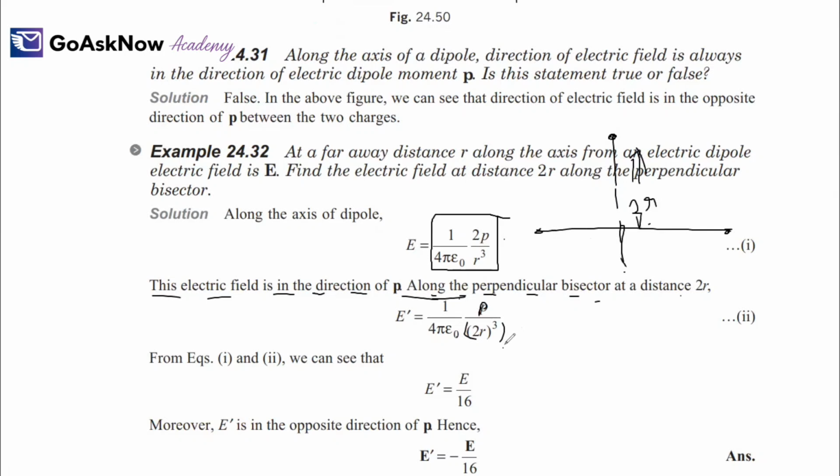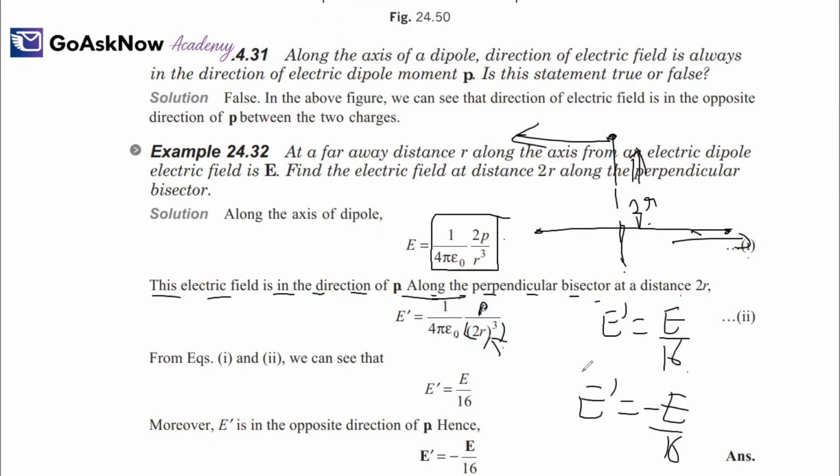So from equations 1 and 2, we can see that E dash is equal to E by 16, because it comes out to be 1 by 16 times. So E by 16 is the value of this. Moreover, E dash is in the opposite direction of P. We have already seen that the electric field direction at an equatorial point is in this direction, and at an axial point it is in this direction. So the direction will be opposite, and E dash would be equal to minus E by 16 in vectorial form. So that question was very simple.